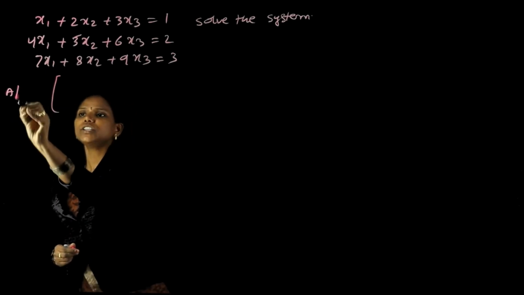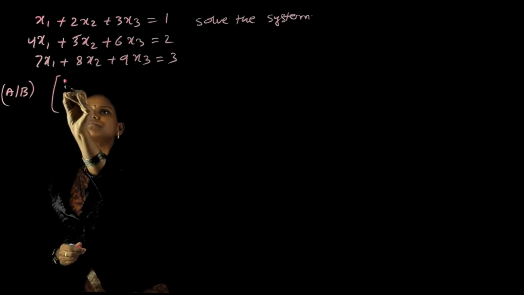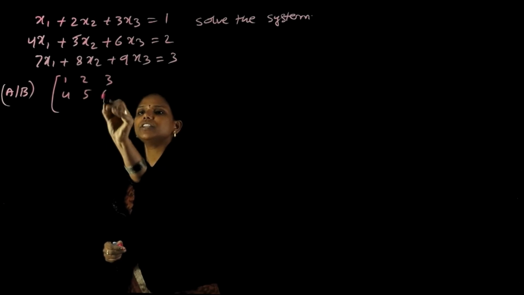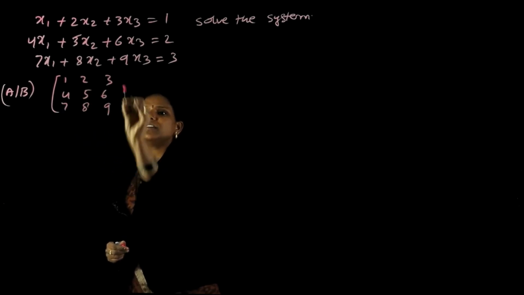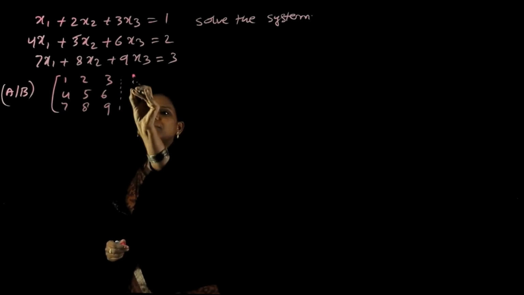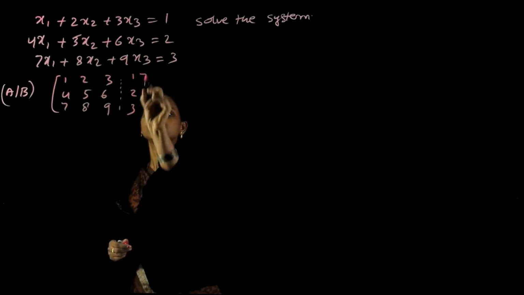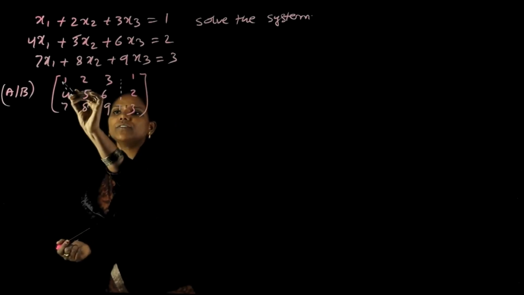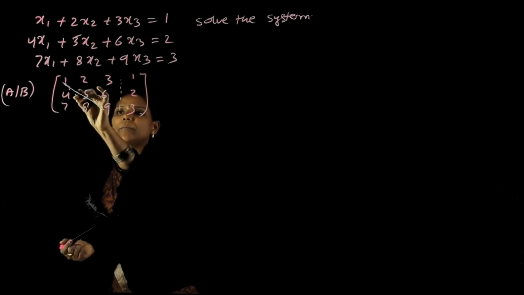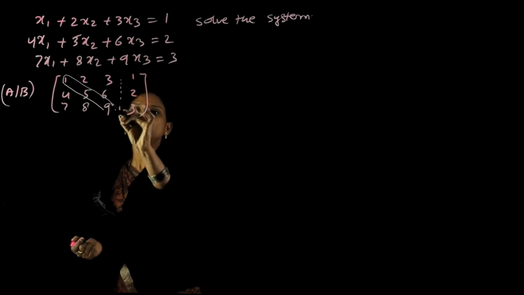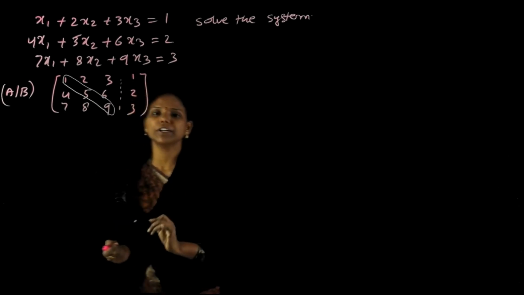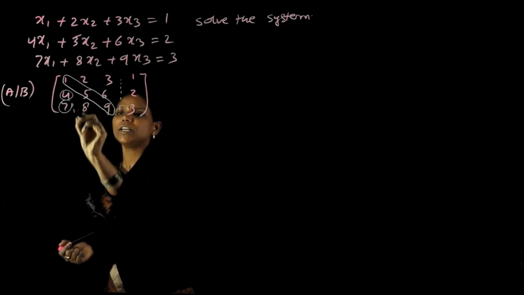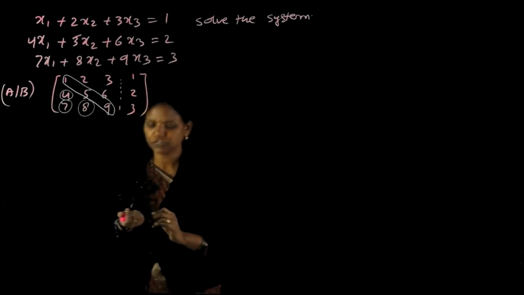What is the augmented matrix for this system? 1, 2, 3, 4, 5, 6, 7, 8, 9. Put a dotted line, write B: 1, 2, 3. Now, we have to convert this matrix into an upper triangular matrix by using row transformations. For that, I will mark the principal diagonal. Here, we have to make these three elements zeros by applying row transformations.